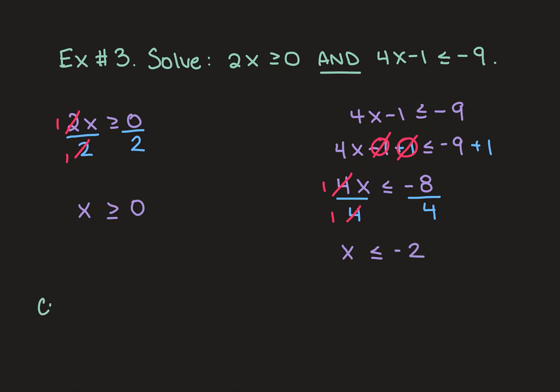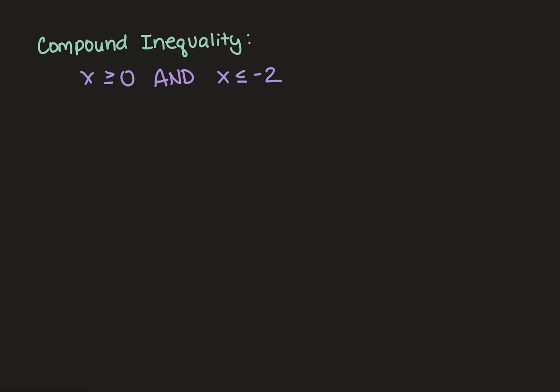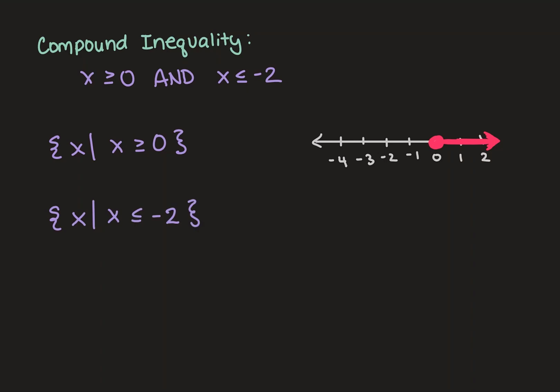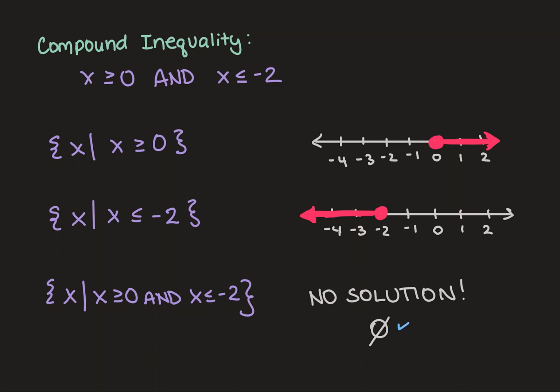Okay, so our compound inequality simplifies to x is greater than or equal to 0 and x is less than or equal to negative 2. So let's first graph the individual inequalities in order to visually see where the common solutions are. Okay, so what do these inequalities have in common? It looks like there is no overlap, which means they do not have any common solutions. Therefore, there is no solution to this compound inequality.